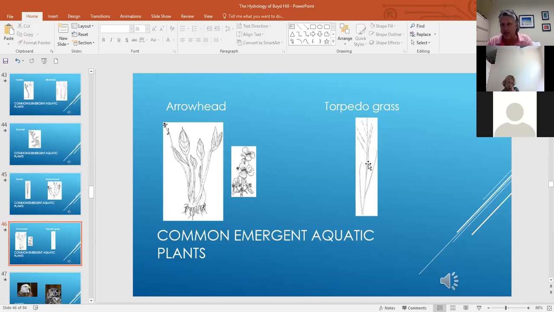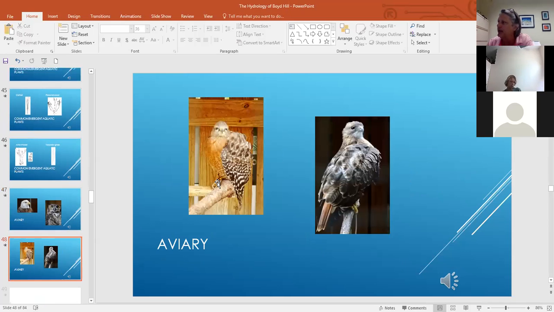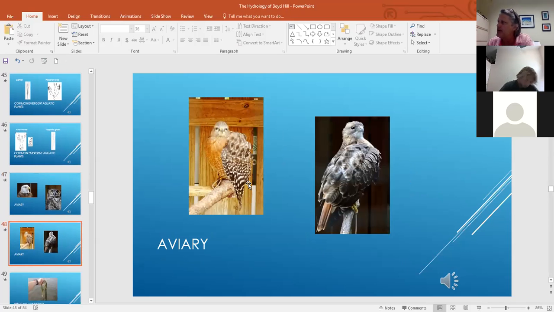Now, one of Boyd Hill's big events is the Raptor Fest, and they do have an aviary. So I included a couple pictures of the raptors. The videos we should see more. But here you have the great horned owl, the bald eagle, the red-shouldered hawk, and its larger red-tailed hawk. I see a lot more red-shouldered hawks where I live than red-tailed hawks.